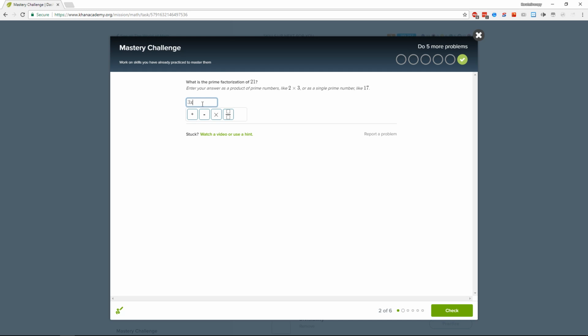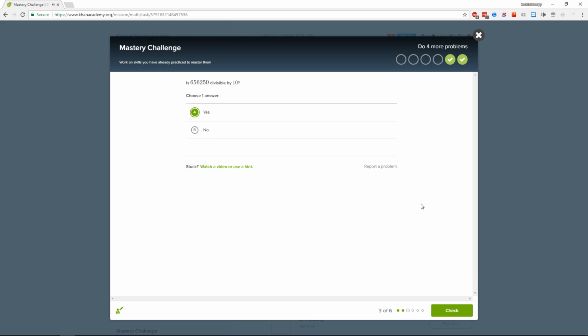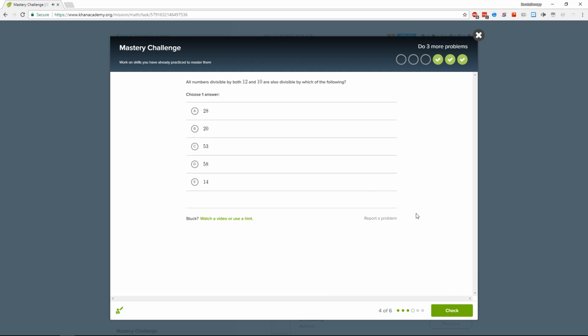Prime factorization is 3 times 7. Sounds good to me. It's divisible by 10, yes. Are all numbers both divisible by 10 and 12 also divisible by which of the following? Maybe 20. I don't know if that's really true.